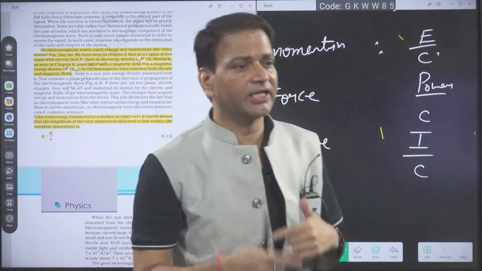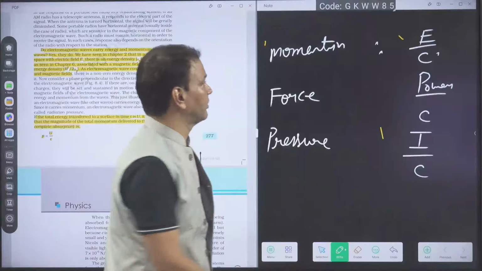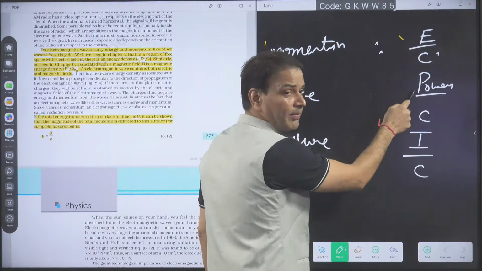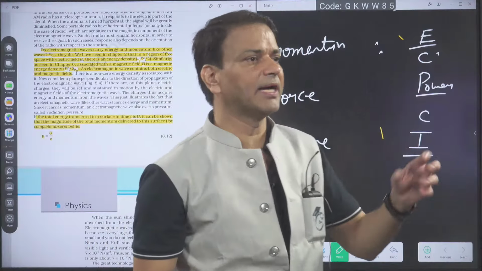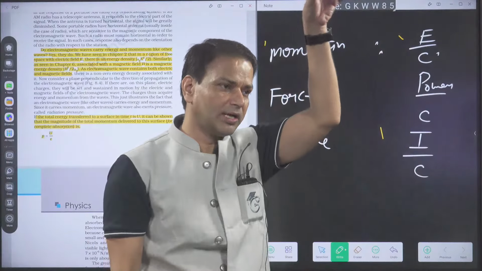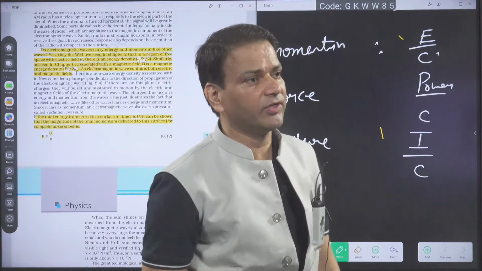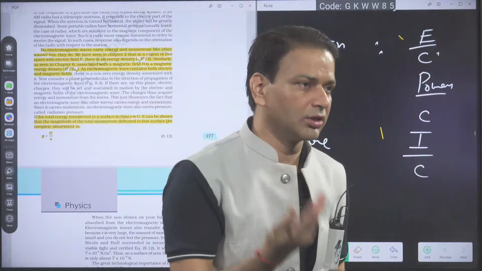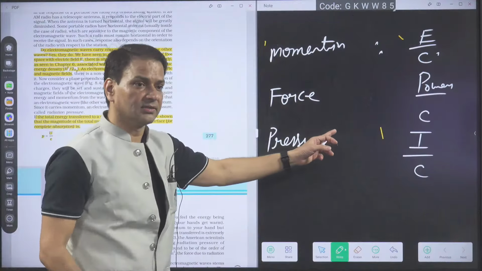If it is perfectly reflecting, then the momentum change will be double. So here we will get 2E by C, here 2 power by C, and here 2I by C. So perfectly absorbing gives E by C, power by C and intensity by C. Perfectly reflecting, multiply all of the above by 2. Then total momentum delivered is 2E by C, total force is 2 power by C, and pressure is 2I by C. Everybody got this?